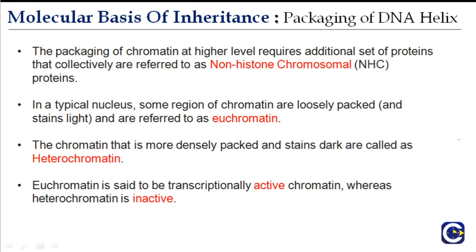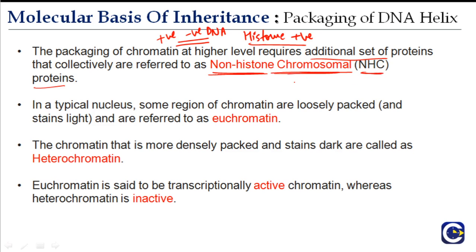The packaging of chromatin at a higher level requires an additional set of proteins that are collectively referred to as non-histone chromosomal proteins. Okay, so these histone proteins are positively charged and bind to the negatively charged DNA. You must remember this. But in addition to these histone proteins, which are positively charged and contain lysine and arginine as major amino acids, there are additional proteins called non-histone chromosomal proteins, also abbreviated as NHC.